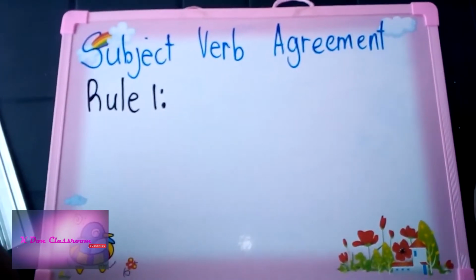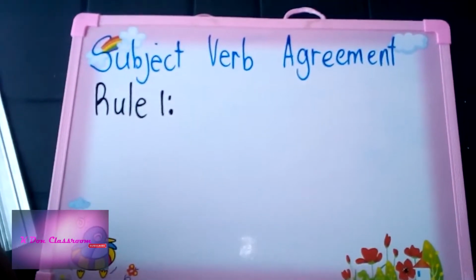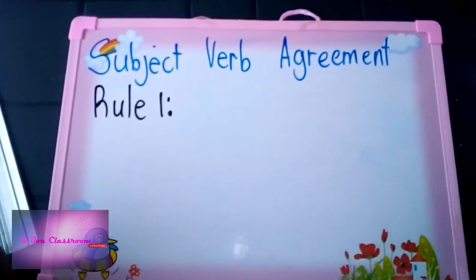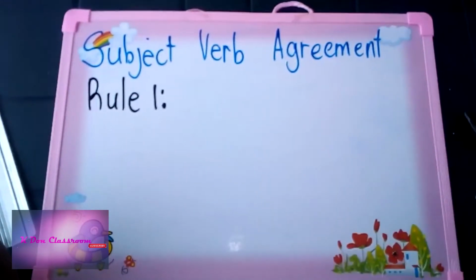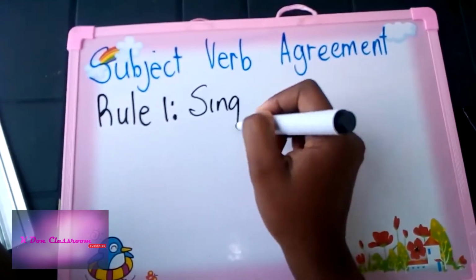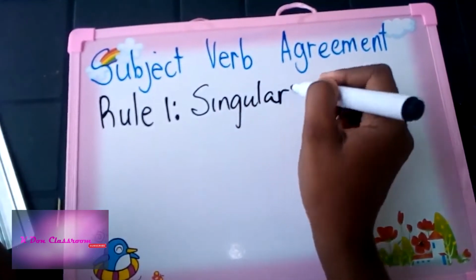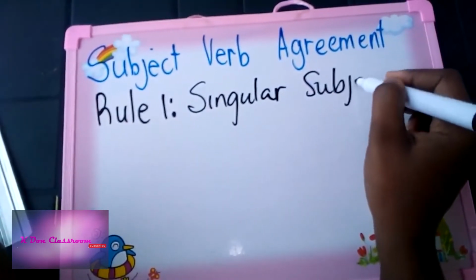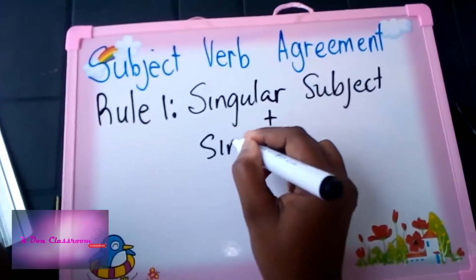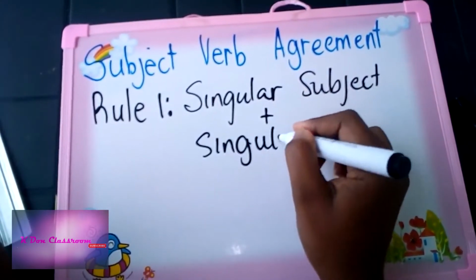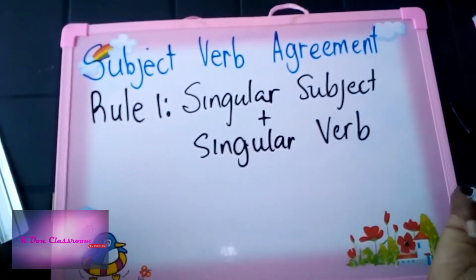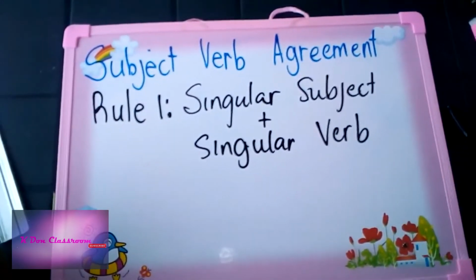Now, there are some rules that we must pay attention to when we're looking at subject-verb agreement. Now, rule 1, I'm going to look at the first rule. The first rule says if we have a singular subject, it must take a singular verb. Good? So if your sentence has a singular subject, it must take a singular verb.